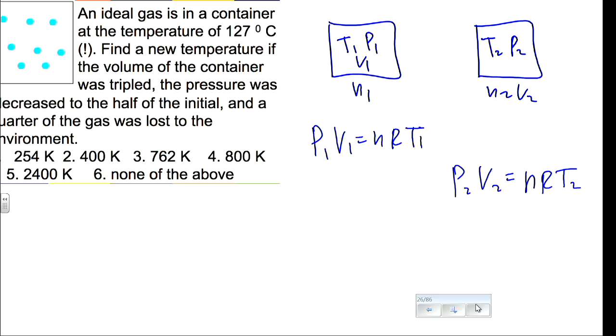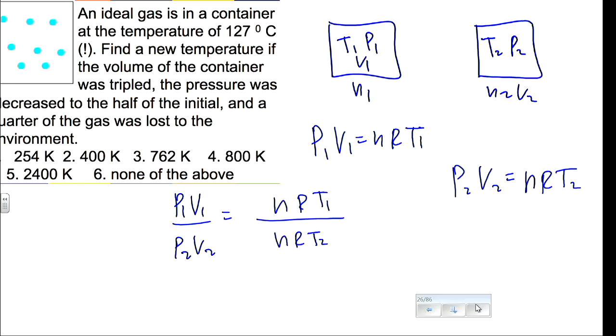What can we do now? Ratio. P1 V1 over P2 V2. No cheating. That's what it should be equal to. Well, first of all, oh, sorry. First of all, we can cross out R's. Now we can start using information given to us.